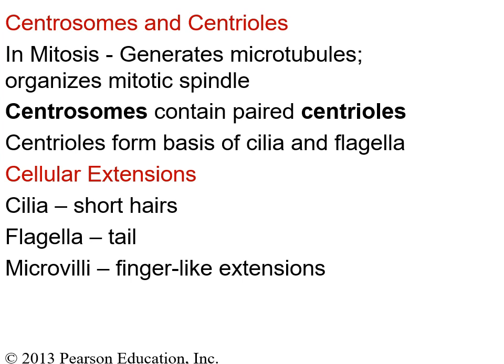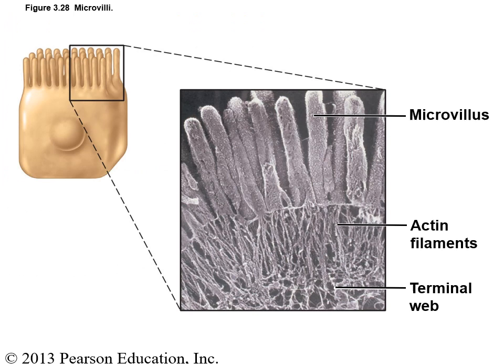There are cellular extensions. This is another thing that you see on some cells. Some cells have the short hairs, the cilia. Sperm cells, the only cell that has the tail. And then there's another type of extension that's called microvilli. Microvilli are finger-like extensions of cytoplasm that give the cell increased surface area. There's a picture of microvilli. You can see having these extensions gives you a much greater surface area than if this thing was flat. Okay, so that's microvilli.